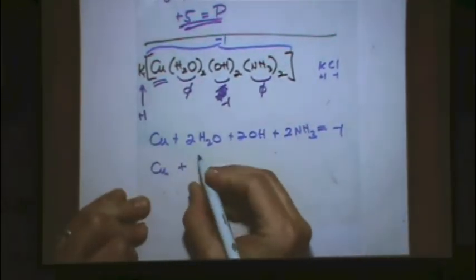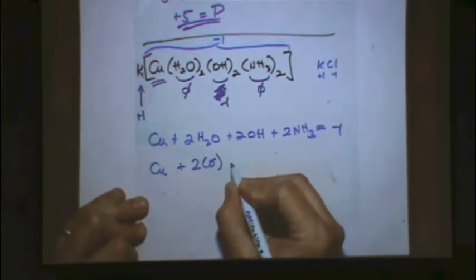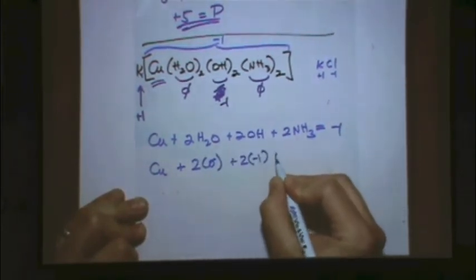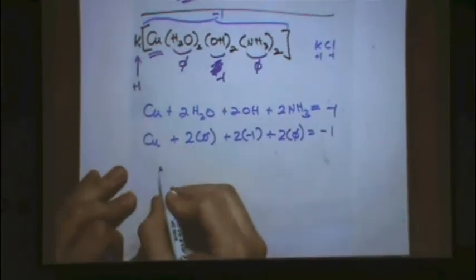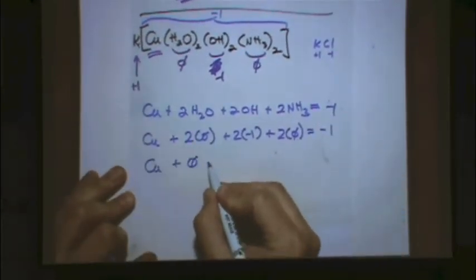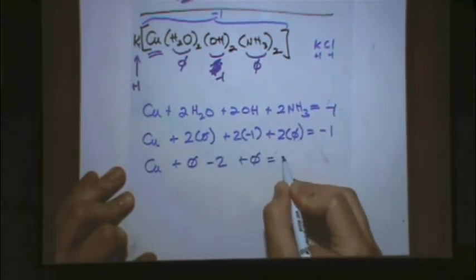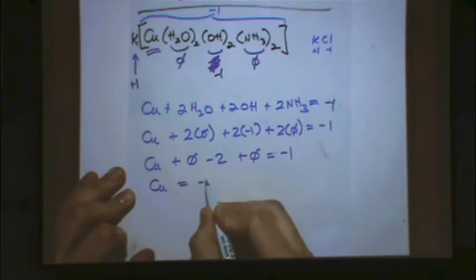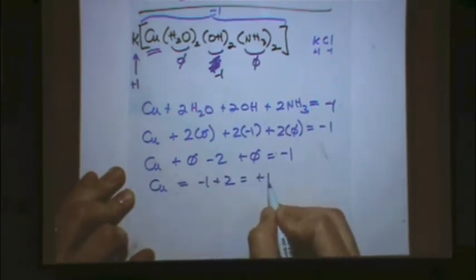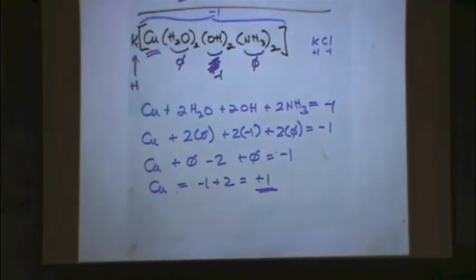Copper is what we don't know. There's two waters, each are zero. There's two hydroxides, each at minus one. And there's two ammonias, each is zero, equals negative one. So copper plus zero minus two plus zero equals negative one. Add two to both sides. Copper equals minus one plus two, or plus one, which is one of the ones we expected. So this could be called a copper one ion, just a copper plus one, or a cuprous ion. All right, that's all I have for oxidation states.